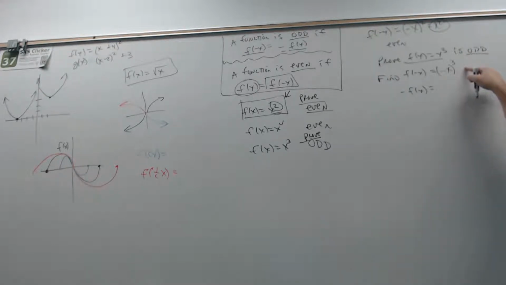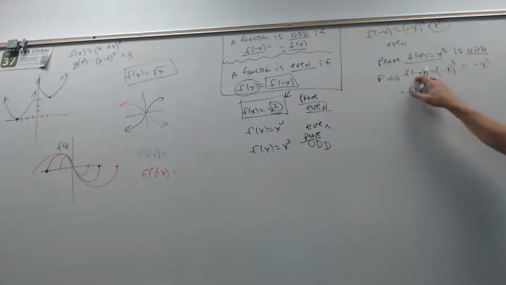Yes. Take out the negative. What's negative 1 to the third power? Negative 1. So that equals negative 1. And what's x to the third power? x cubed. So f of minus x equals minus x cubed, right?